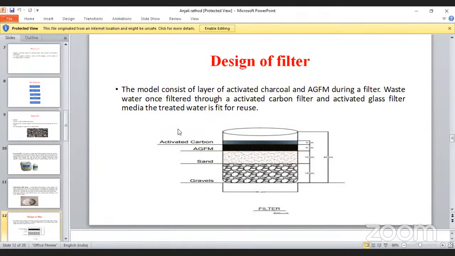Here is the design of the filter. The model consists of a layer of activated charcoal and AGFM in a filter. Wastewater once filtered through an activated carbon filter and activated glass filter media, the treated water is fit for reuse.